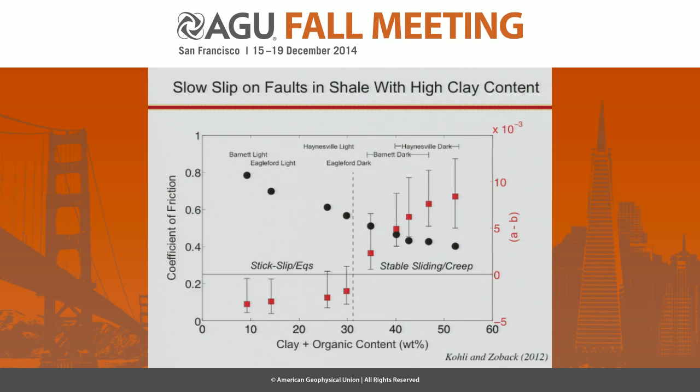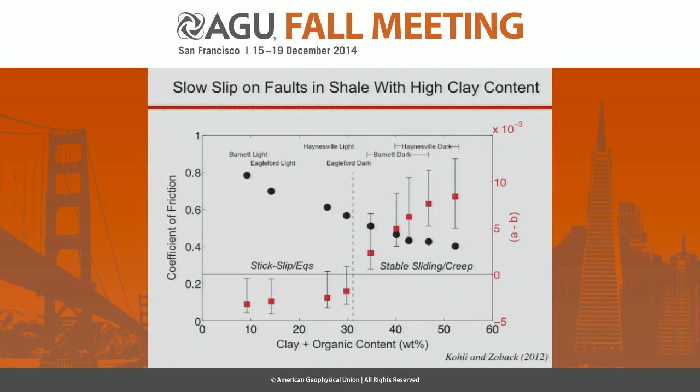But looking at A minus B, of course, when A minus B is negative, we get stick slip behavior. When A minus B is positive, we get stable sliding. There's a very abrupt transition at just above 30% clay, and all of these samples are stick slipping and would expect to represent the kinds of formations in which you'd get microearthquakes, detect microearthquakes, and all of these samples have enough clay that they're stable sliding.